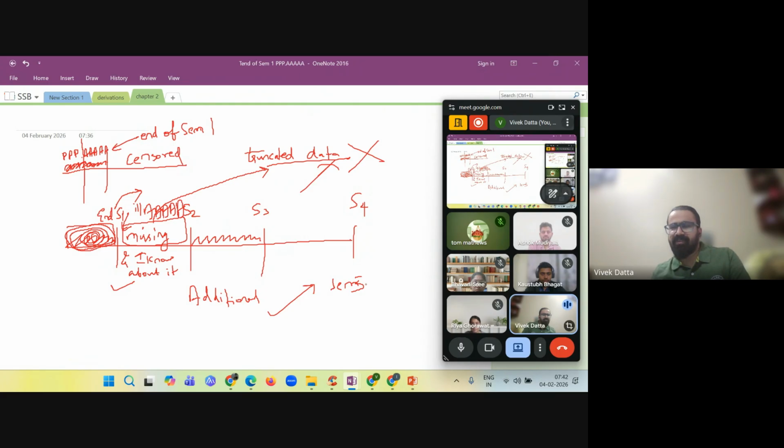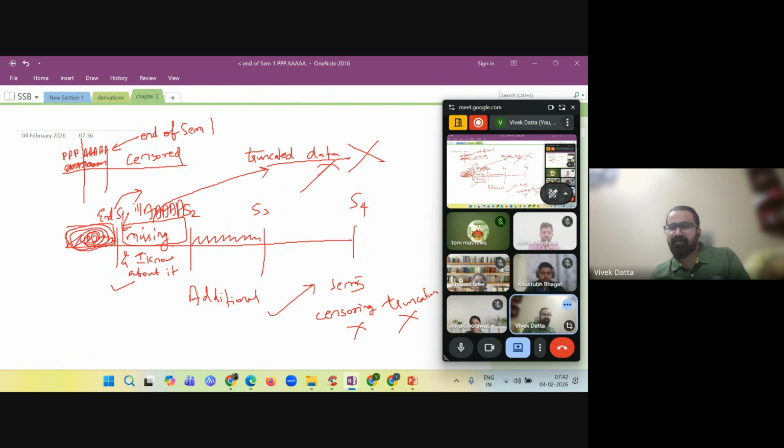So you see the difference. This example is not censoring and not truncation. Why? Because he did not formally withdraw. He was still being marked as absent throughout.